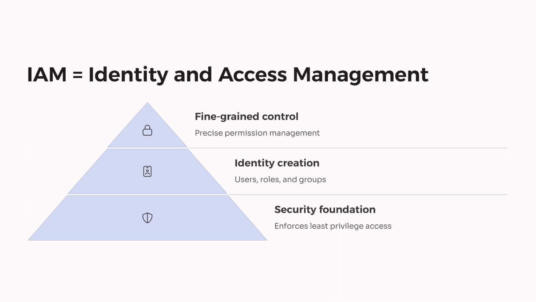IAM stands for Identity and Access Management. It's the security engine that powers fine-grained access control in AWS. With IAM, you can create identities like users or roles and define what those identities are allowed to do using policies. This includes access to EC2 instances, S3 buckets, Lambda functions, and more. IAM helps enforce least privilege access, which means giving the minimum permissions needed, nothing more.